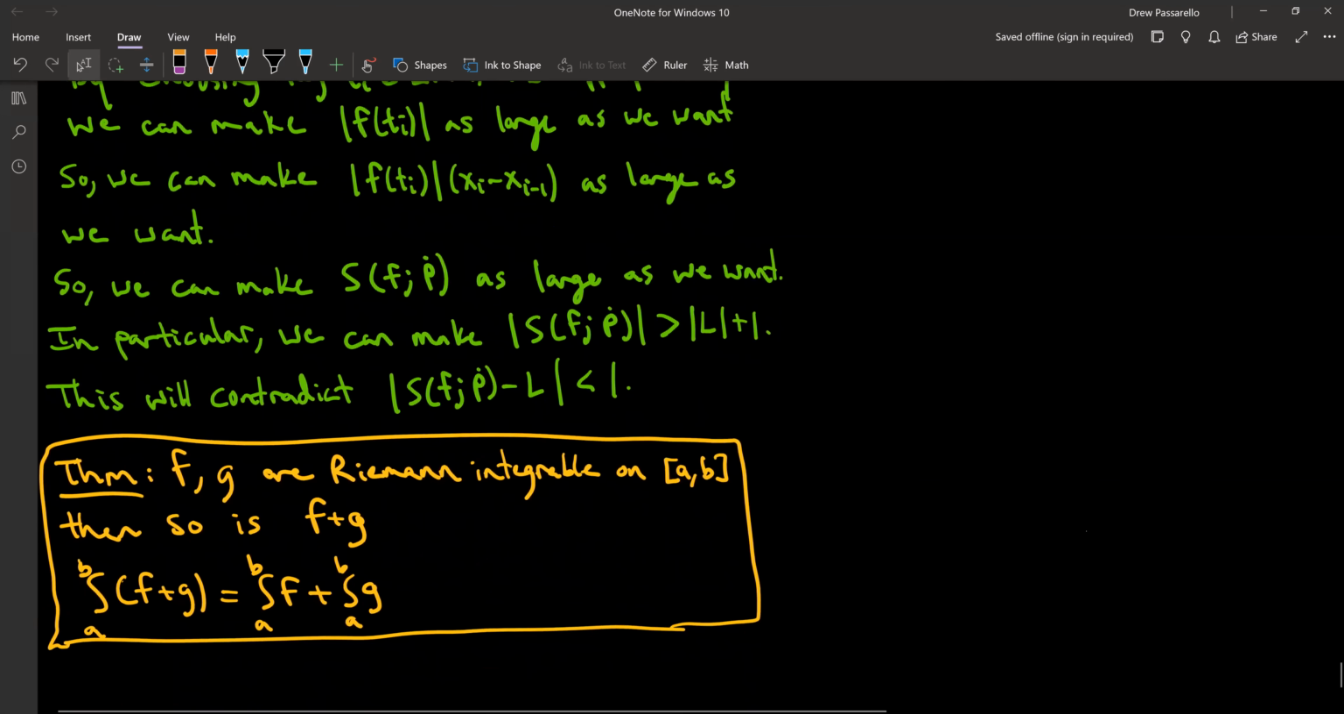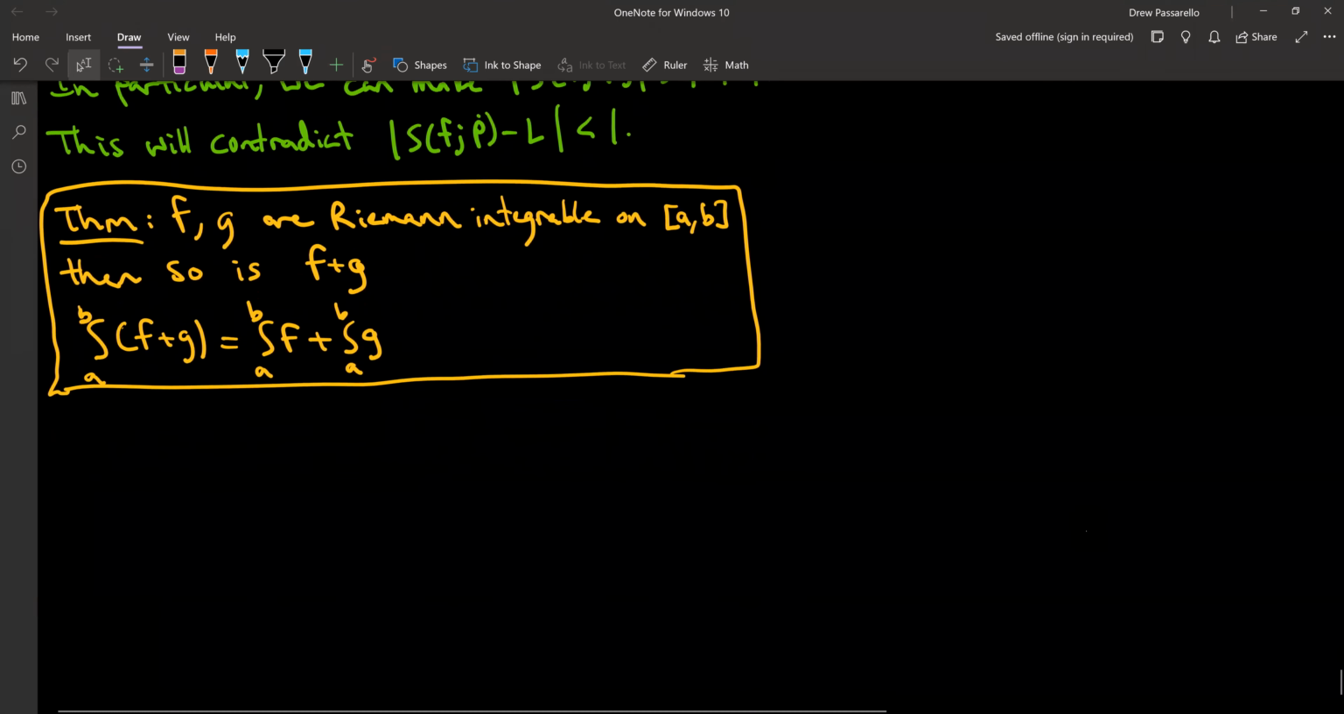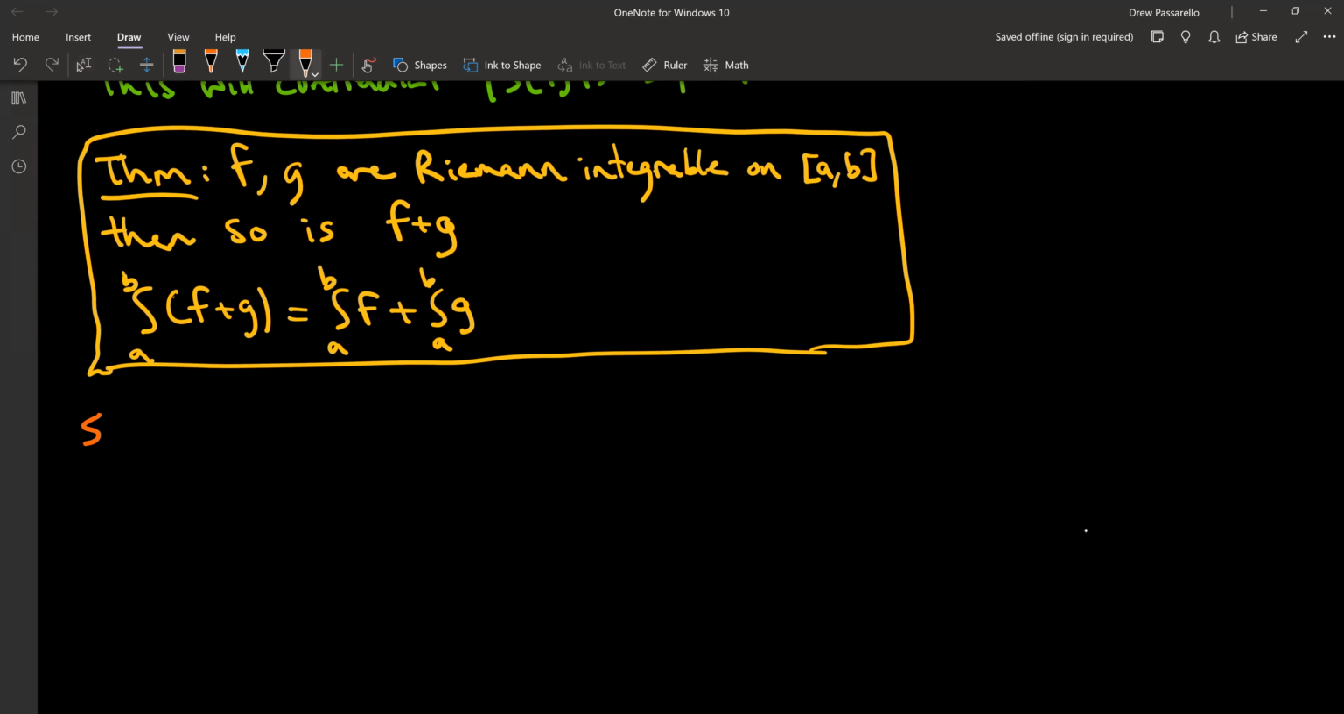All right, so here's a theorem. If f and g are Riemann integrable on the closed interval a, b, then so is f plus g. In particular, the integral from a to b of f plus g is equal to the integral from a to b of f plus the integral from a to b of g. All right, so we're going to prove this. Now, first I'll do a sketch and then do the actual proof.